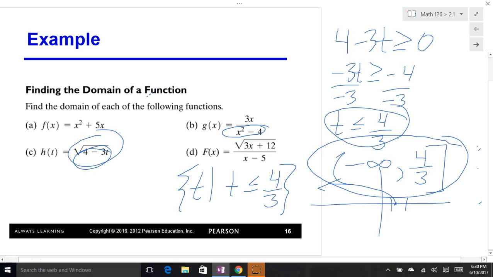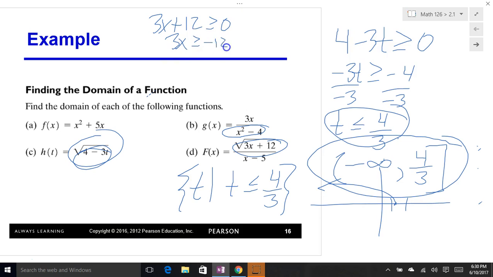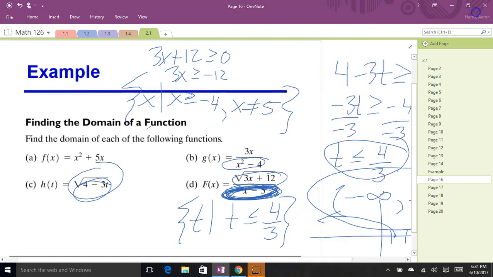Okay? Now part D, you take that, you say that 3x plus 12 has got to be greater than or equal to 0. You solve that. So x has got to be greater than or equal to -4. And you also notice I got to throw 5 out because of the denominator there. So x cannot be 5 as well. And that's your domain on that. Greater than or equal to -4, cannot be 5.